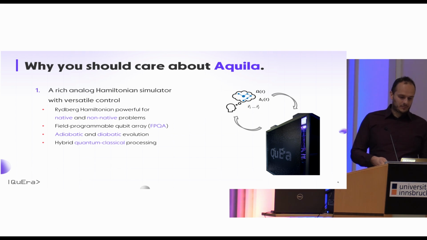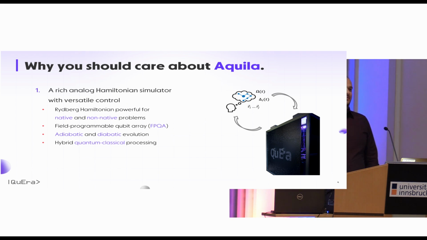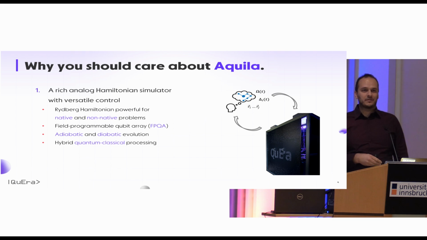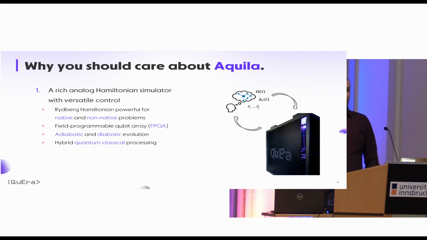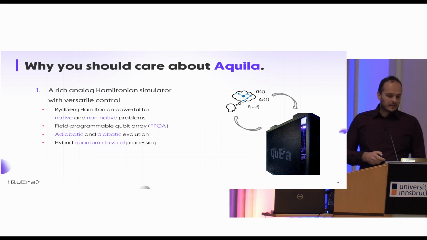Then I want to give you two reasons to care about Aquila specifically, which is our analog computer. First of all, the Rydberg Hamiltonian, which Hannes also described for you, is actually pretty powerful for encoding all kinds of problems, both of the native and the non-native type. So the native type is the Ising graph that you started with, and the non-native type is the kind of arbitrary graphs that you can encode now using these kinds of crossing gadgets and so on.